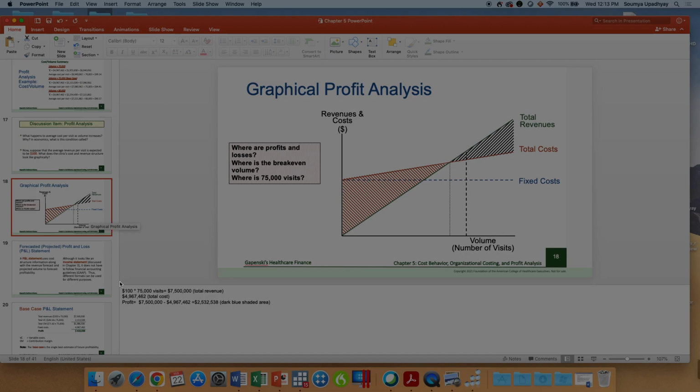Then the total cost from one of the previous slides is $4,967,000. So the profit is the total revenue minus total cost. So 7.5 minus 4.9 gives us approximately $2.5 million. And where are the profits and losses on the graph? This area right here, this triangle that you see, is the profit. This is the 7.5 million minus 4.9 million, and this is the profit.